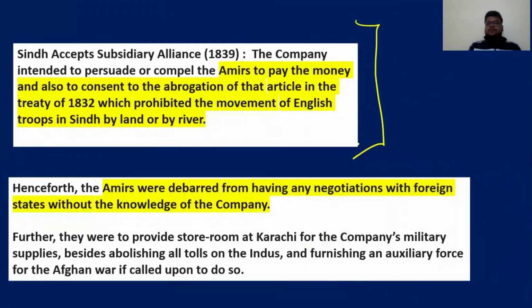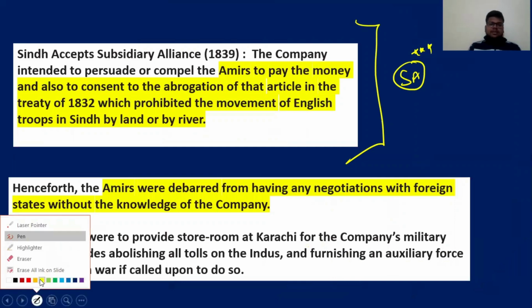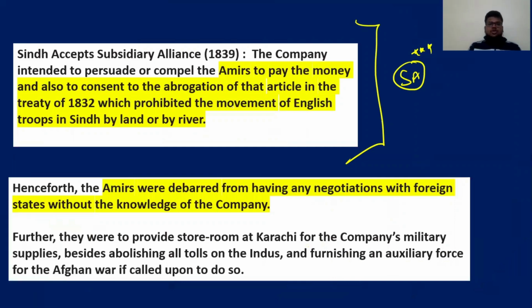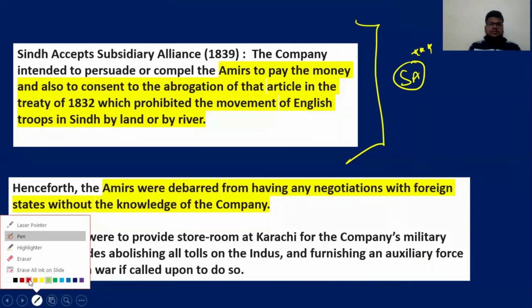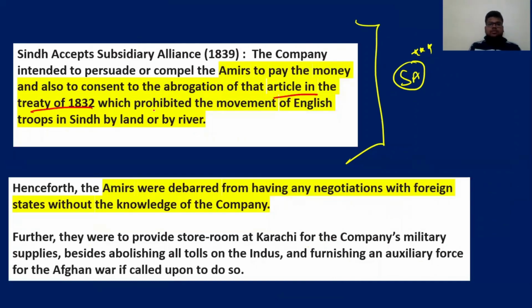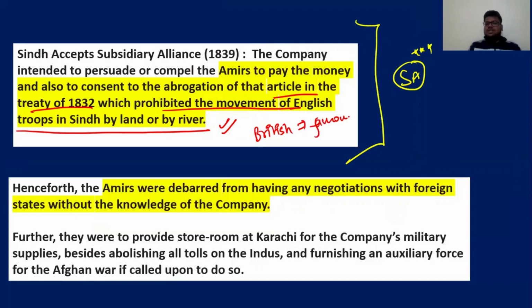Then in 1839, the Subsidiary Alliance was formally signed. We'll see what the Subsidiary Alliance is when we discuss Lord Wellesley. So finally the Subsidiary Alliance was signed. The Amirs have to pay money and also consent to the abrogation of the article of 1832, which prohibited the movement of English troops in Sindh by land and river. So now the British have made everything favorable to them. Slowly and slowly, you can see the ground being laid for the eventual annexation. The Amirs were banned from having any negotiation with foreign states without the knowledge of the Company.